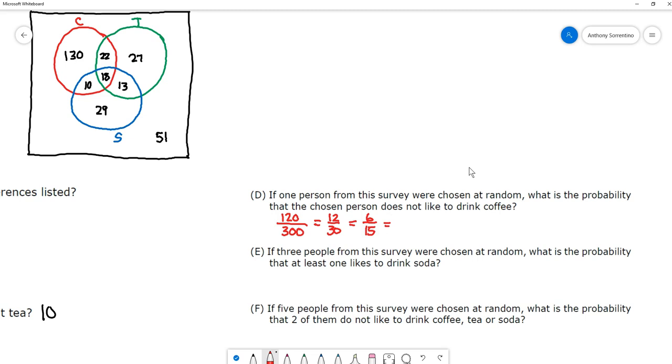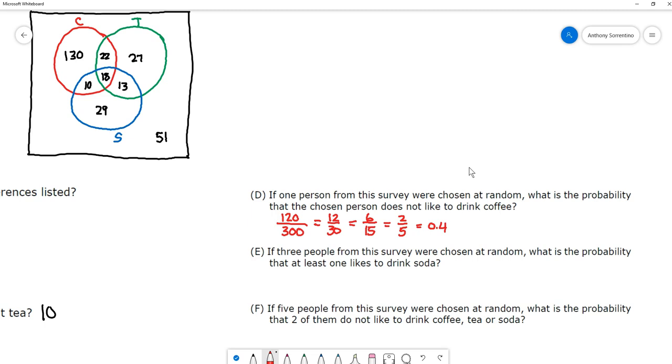If you have it as a decimal, actually I think it goes further, 3/10, or no, 2/5, which also boils down to 0.4. So if I was doing this as a percentage, I would say 40% of the people do not like drinking coffee out of this group.